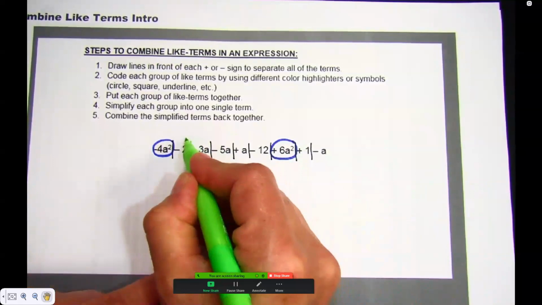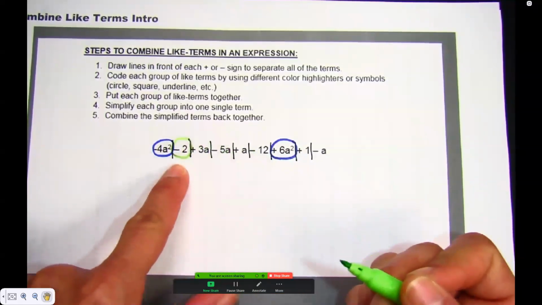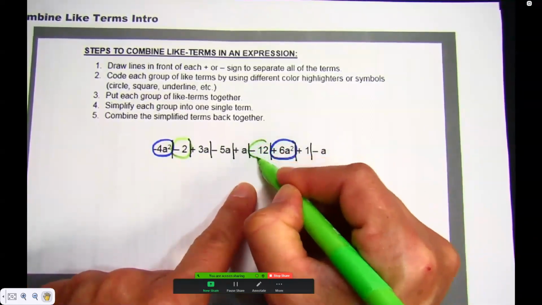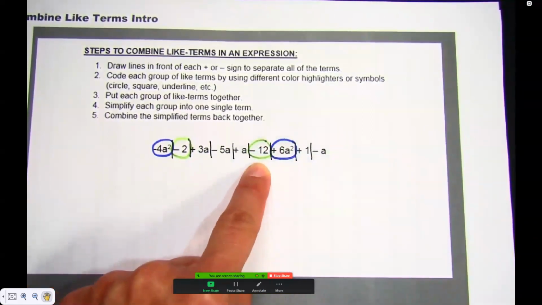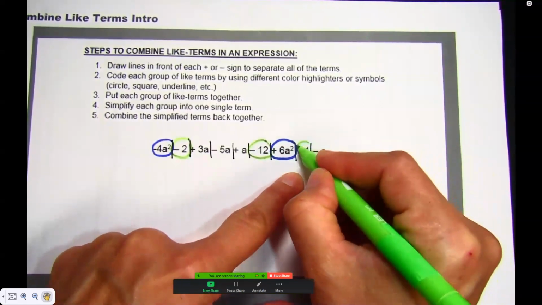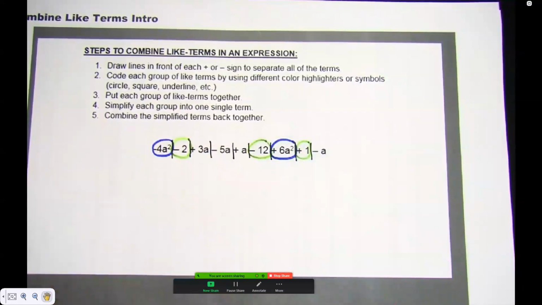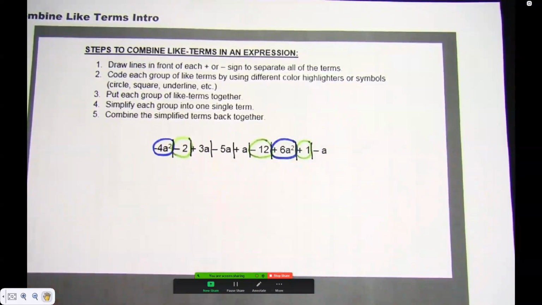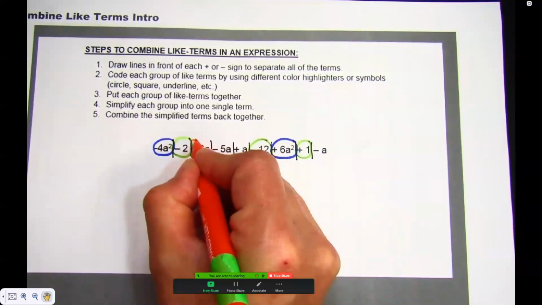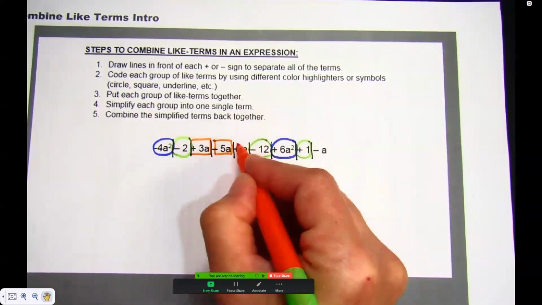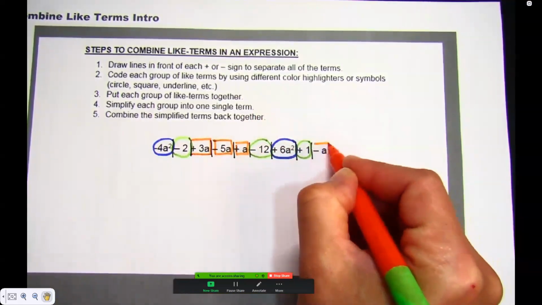All right, so the next thing that I see in this expression is a -2, no variables at all. So I'm going to circle this in a different color, look for other plain numbers. There's a plain number right here. And notice I am circling the plus or the minus in front of it. I got one more here, just a +1, so I'm going to circle that. And then the next thing that I see are just a's, and that's everything that's left over. So I could change my shape just to kind of make it stand out a little more. So I'm drawing a box around all of the a's.